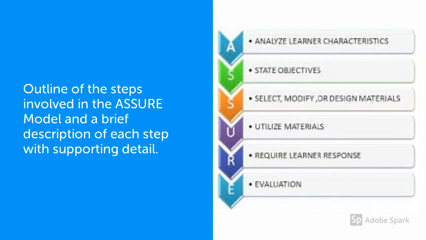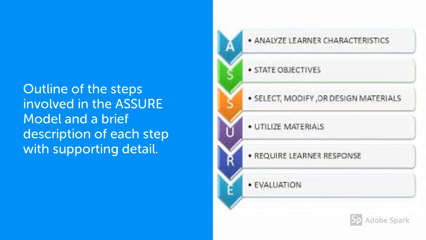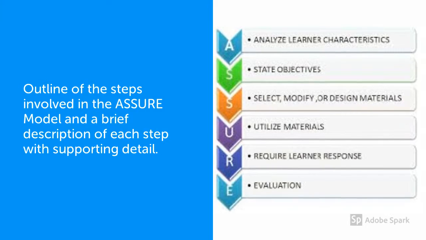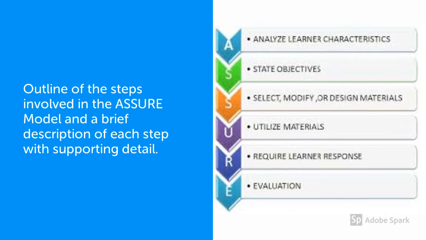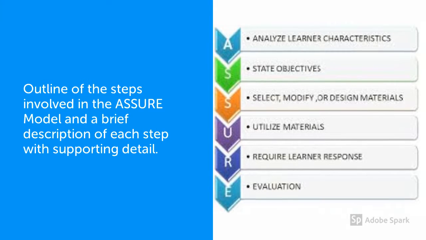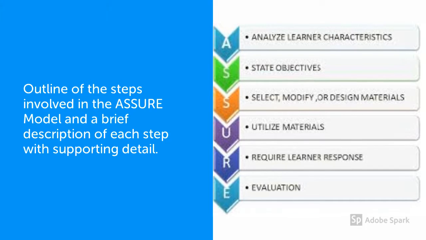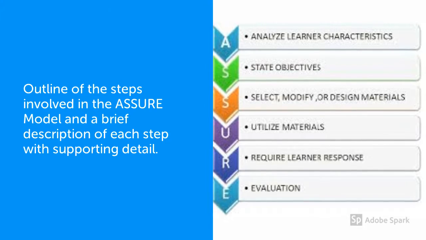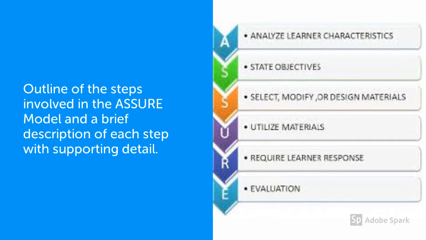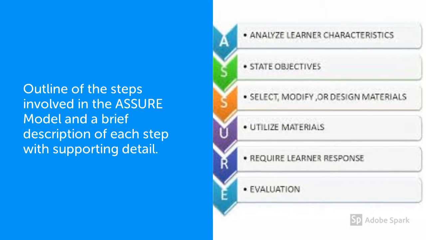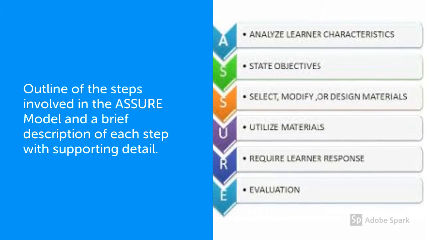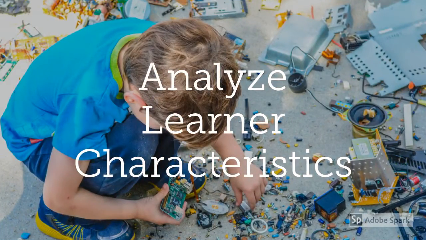There are 6 steps to the ASSURE model. A. Analyze learner characteristics. S. State objectives. S. Select, modify, or design materials. U. Utilize materials. R. Require learner response or participation. And E. Evaluation.